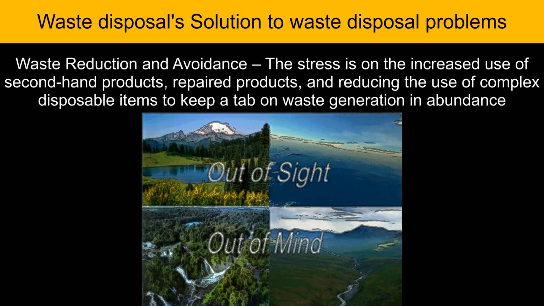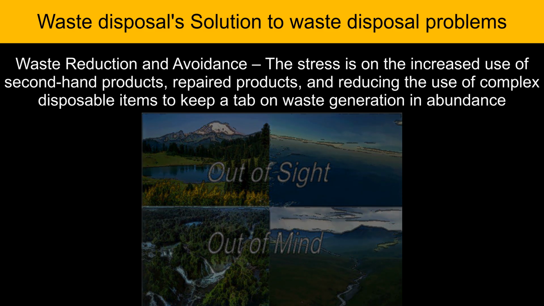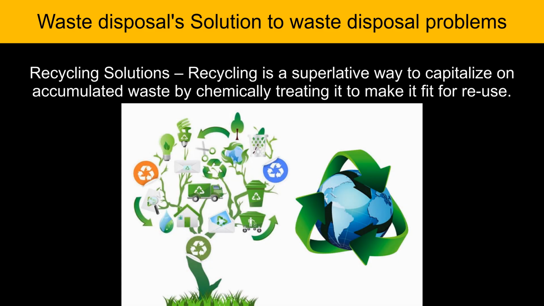Waste reduction and avoidance. The stress is on the increased use of second-hand products, repair products, and reducing the use of complex disposable items to keep a tab on waste generation in abundance. Recycling is a superlative way to capitalize on accumulated waste by chemically treating it to make it fit for reuse.